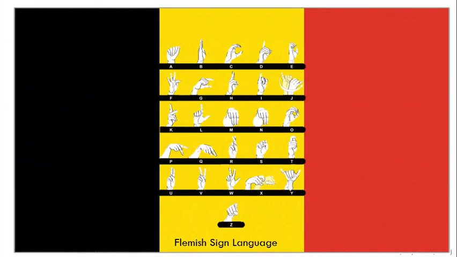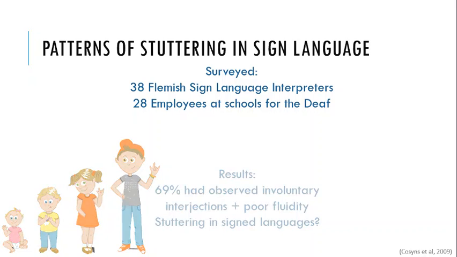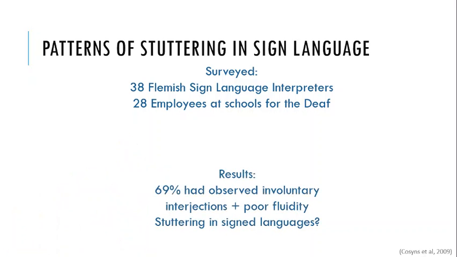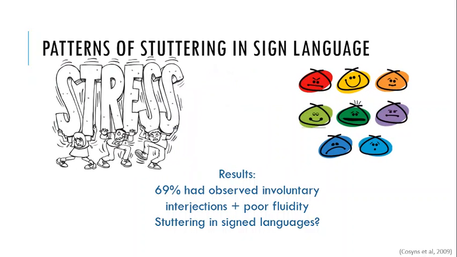Cousins et al. 2009 conducted a study where questionnaires were sent to 38 Flemish Sign Language interpreters and 28 employees of special needs school for the deaf and partially deaf in regards to observed deficiencies in manual communication. The researchers found that 69% of the participants reported observed deficiencies such as involuntary interjections and poor fluidity in Flemish Sign Language users. They also suggested how stressful events or unpleasant emotions could also lead to the increase in manual dysfluencies.